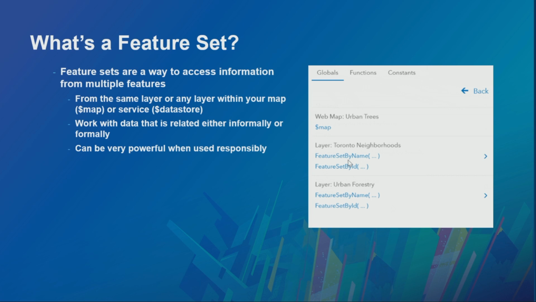So, I mean, it's exactly what it sounds like. A feature set is a set of features. That could be features within the layer that you're currently working with, it could be features in another layer, or it could be related information. It doesn't really matter where it came from. It's just a group of features that you can iterate through.